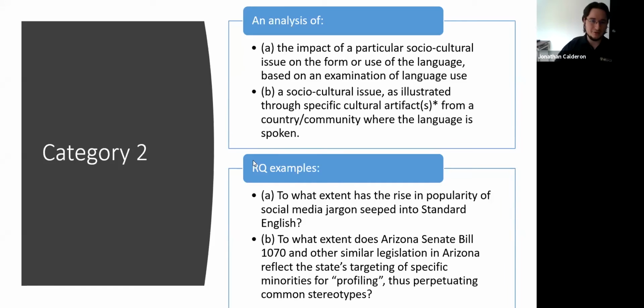We have two subcategories in this one, okay? So category 2A would be the impact of a particular social cultural issue on the form or use of the language based on examination of language use. Now, this one is a little bit more popular because we're going to be relating a social cultural issue and how this issue transformed or uses the language, okay? So we're going to be basing our research on proving how the two things are connected. We're not necessarily going to start with the language, but we're going to start with the social cultural issue, okay?